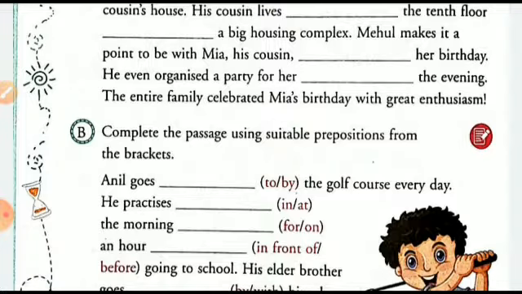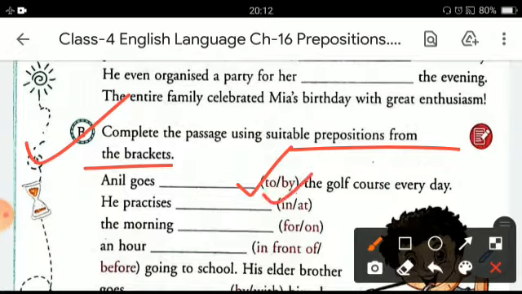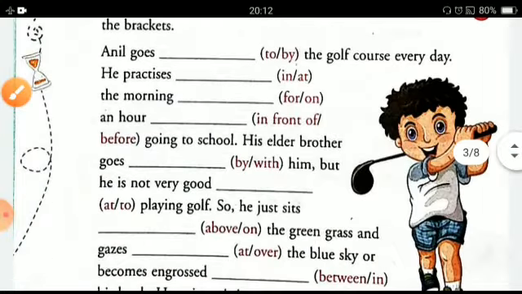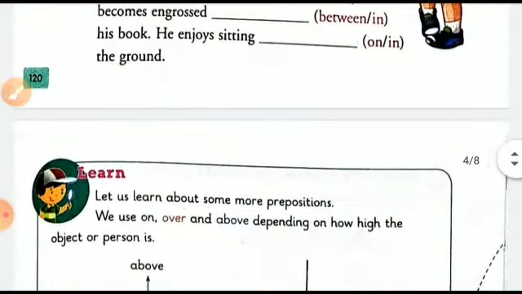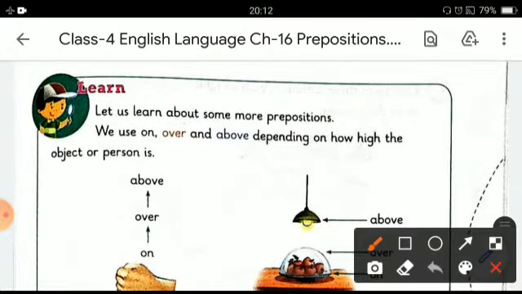So come to the next exercise, that is you have to complete the passage using the suitable prepositions from the brackets. First one is Anil goes to the golf course every day. He practices in the morning for an hour. And in this way, you can complete these blanks also by using the appropriate prepositions from the bracket.